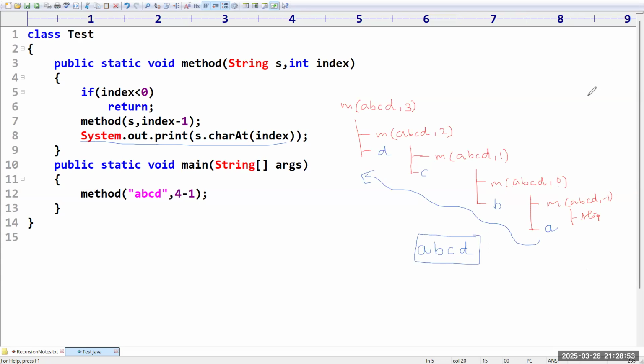So that is the diagram, how I am drawing it and how it is happening. If you understood this, any kind of recursion program you can build. Clear, guys? Everyone, please confirm. Yes, sir. Do you have any queries?